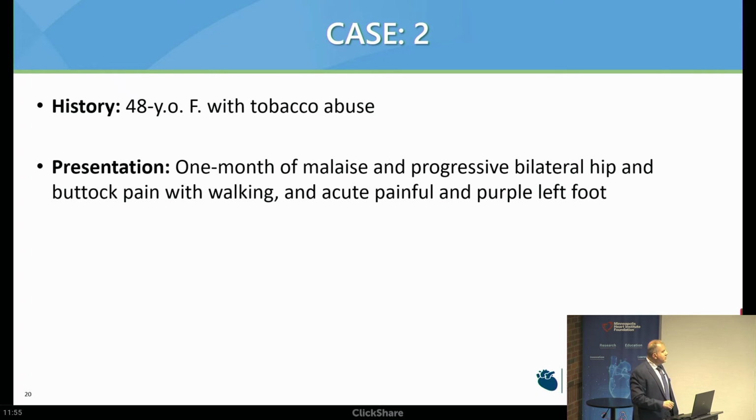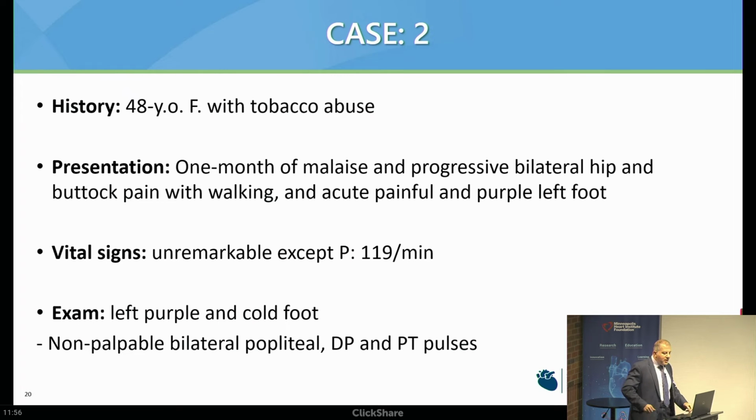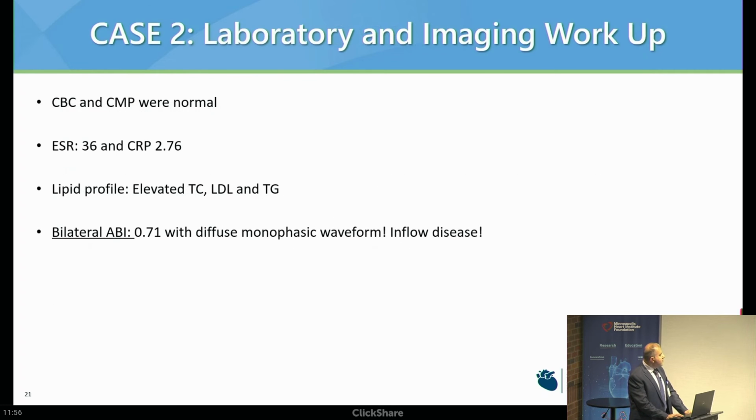The next case we're going to talk about is a different case, a 42-year-old female. She's actually a surgical tech who worked in our OR. She presented with 1 month of malaise, bilateral hip pain, and buttock pain with walking. She also had left foot pain with purple discoloration. Vital signs, she's tachycardic. She had a left purple and cold foot. She has non-palpable pulses. CBC and CMP normal.